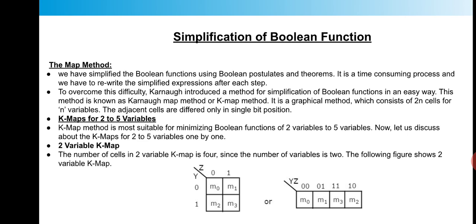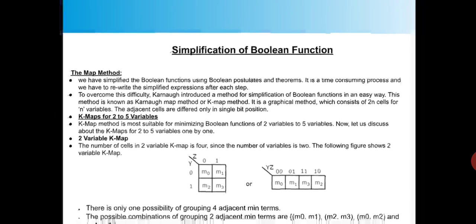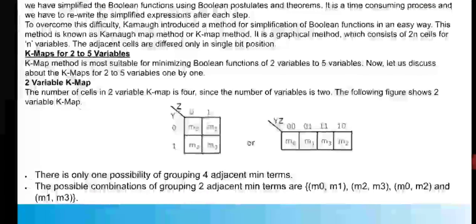Now, mainly why are you using K-map? K-map can be used for minimizing the boolean functions. Okay, now the 2 variable K-map. Let us see how it will work. The number of cells in a 2 variable K-map is 4. Why? When you have 2 variables, the cells will be 2^n, or 2^2, that is 4. Since the number of variables is 2, the following figure shows the two variable K-map.